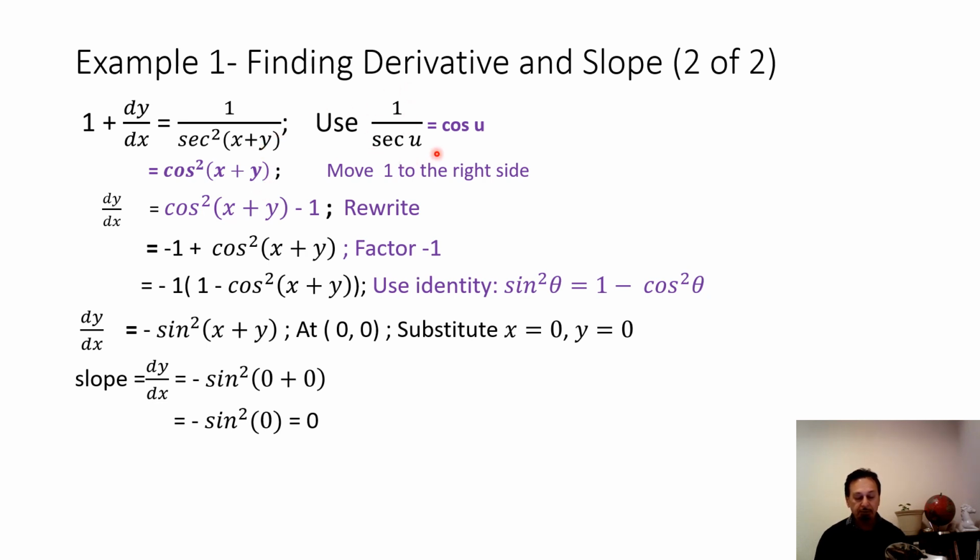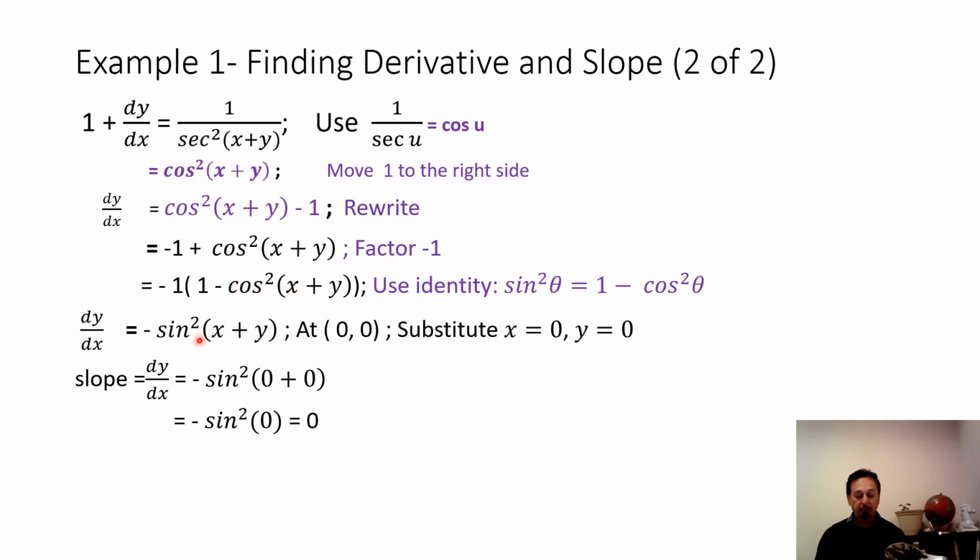But we know 1 over secant u is cosine u, so we can change this to cosine squared of x plus y. And now move the 1 to the right as minus 1. So you can rewrite negative 1 plus cosine squared of x plus y. So we can factor out negative 1, so you will have negative 1 times 1 minus cosine squared of x plus y. Now, by the Pythagorean identity, sine squared theta is 1 minus cosine squared theta, so we can change this to sine squared.